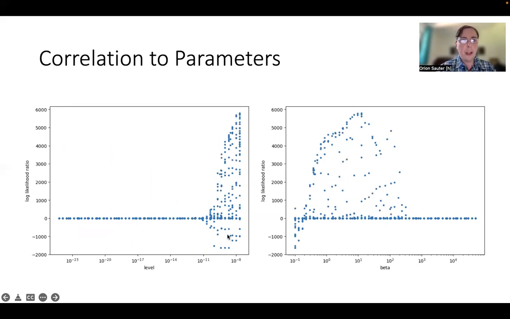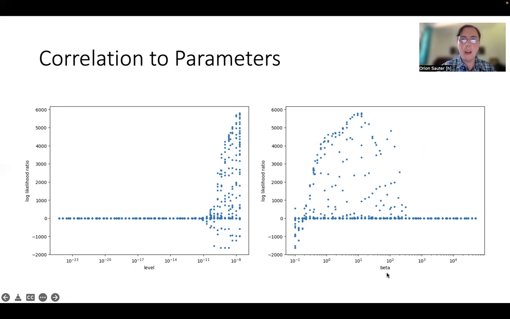So first, before I get to the times, I just wanted to show the type of log likelihood ratio values that we get. So you can see here, this is showing for the different level values that we tried. You can see that to get away from 0, we really need to be at the extreme high end of the levels. So it's really only the more powerful glitches that we can see.